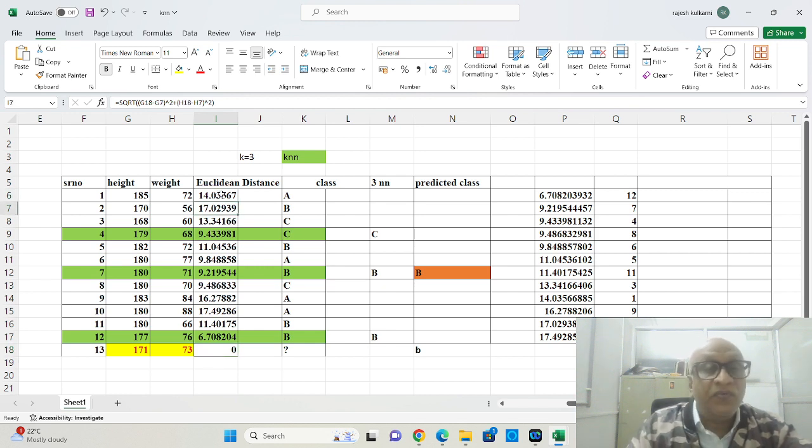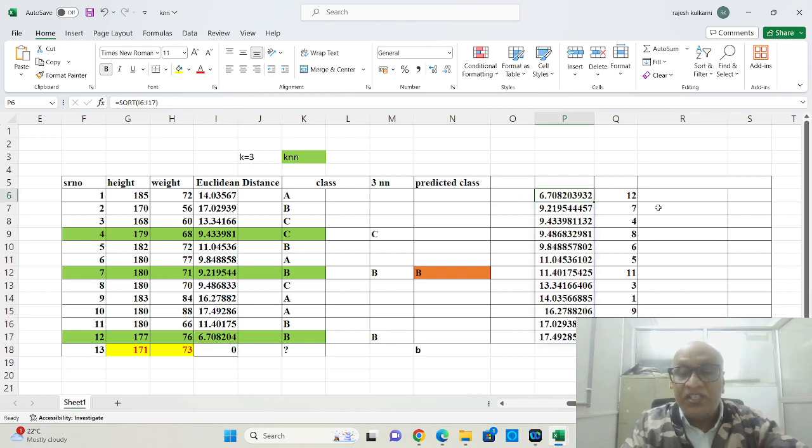Once I have got this, I'll be ordering them. I got the Euclidean distances, the similarity measures, so these Euclidean distances I am ordering. Numerical order I have done, and I can find it here. This is the ordered Euclidean distance. The smallest one is 6.70 and the biggest one is 17.49.